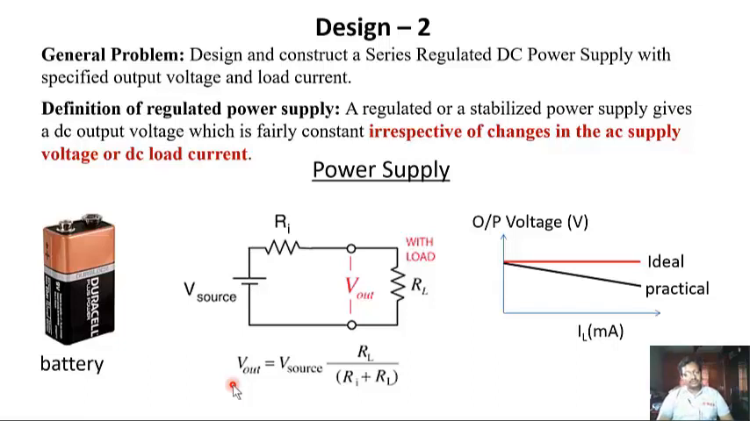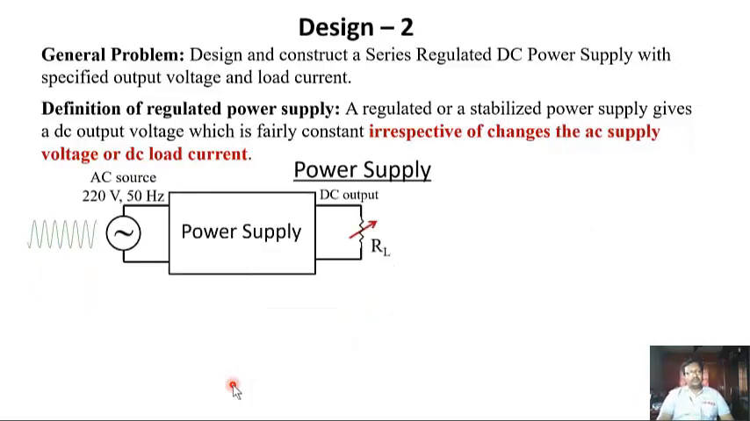Also, if you use a battery for different applications, its power is limited. So what we can do is design a power supply from an AC source to provide some DC output. This type of DC generation we have already started in our design 1 using a rectifier. A 220 volt 50 hertz AC source is connected at the input of the power supply, and we can design it to get some specified DC voltage.